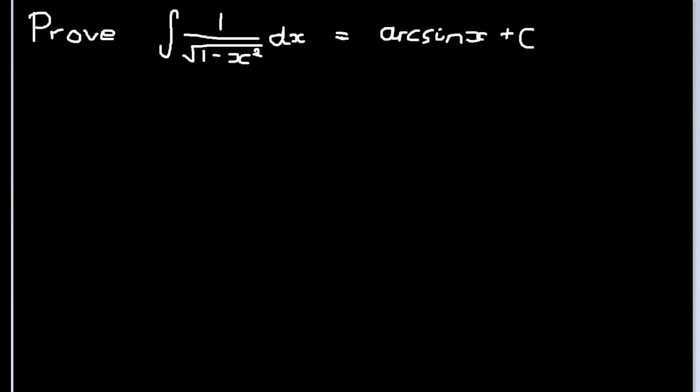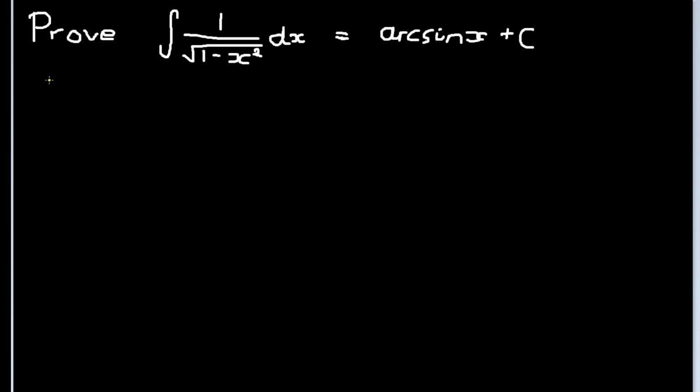Okay, so let's not mess about. Today we're going to be proving that the integral of 1 over the square root of 1 minus x squared dx is equal to arcsine of x plus c. Now this is a useful integral to know. Let's just get right into it.